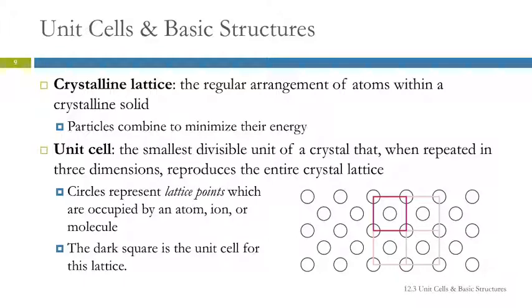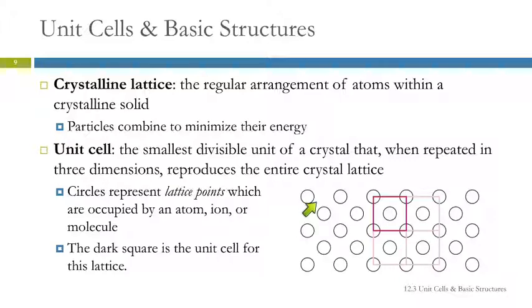So in looking at these crystalline structures, we frequently look at a unit cell. And a unit cell is the smallest unit of a crystal that, when you repeat it in 3 dimensions, gives the entire crystal lattice. So this pink box here, if I take that pattern and repeat it over and over and over, I'll get the crystalline lattice.